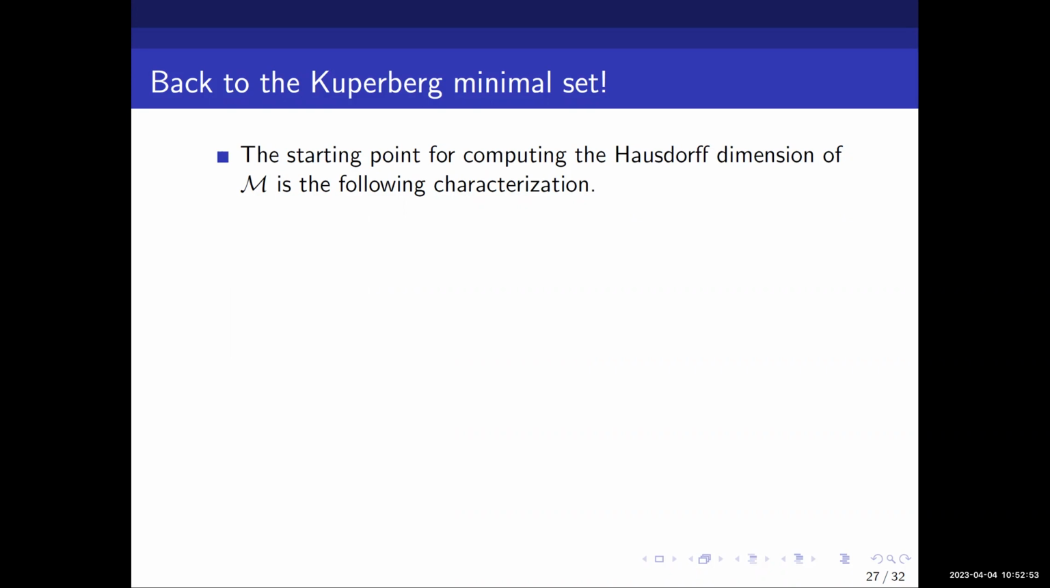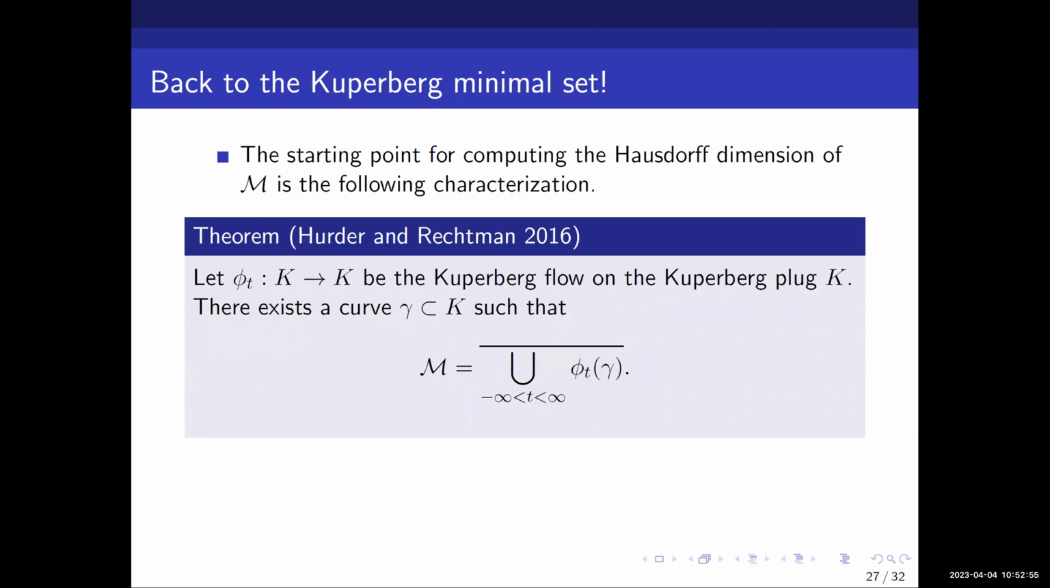So not only did they prove that, but they also gave a characterization of that minimal set. There's actually a single curve in the plug. I could show you the curve. It's coming from what's called the Rabe cylinder inside this plug, the cylinder in between the two critical orbits in the inverse image of the insertion maps.